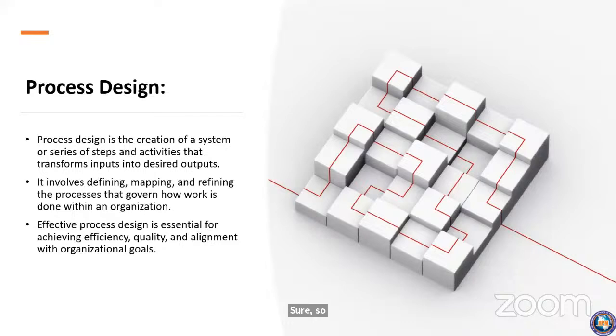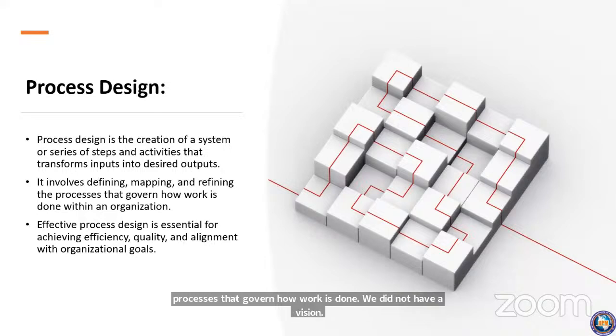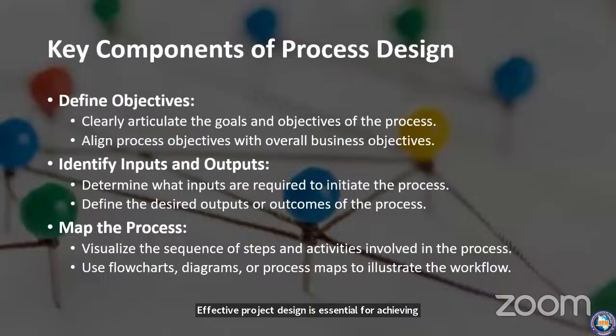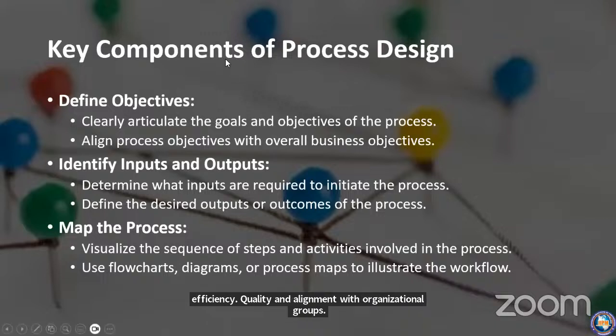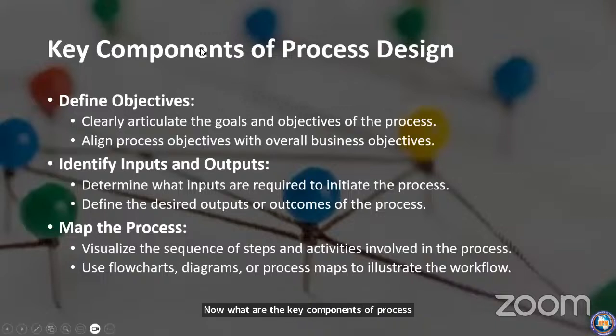Now, as we begin to round up, process design. Process design is the creation of a system or series of steps and activities that transform inputs into desired outputs. It involves defining, mapping, and refining the processes that govern how work is done within an organization. Effective process design is essential for achieving efficiency, quality, and alignment with organizational goals. Now, what are the key components of process design?